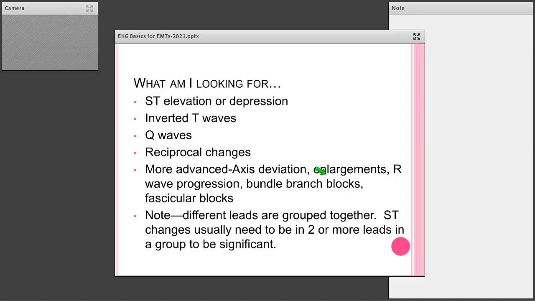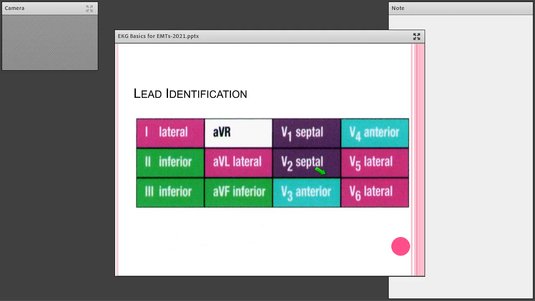Hopefully that makes a little more sense with this slide here. So one group is the inferior leads. If we were looking for elevation, it would need to be in two of these 3 leads. And then reciprocal changes would be ST depression in another group. So ST depression here and here, or here and here. The colors are grouped with the part of the heart that those pictures are looking at.